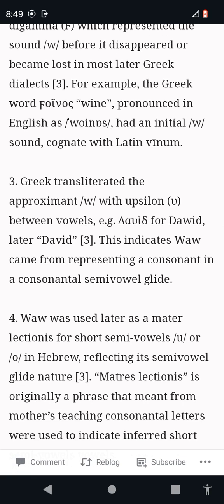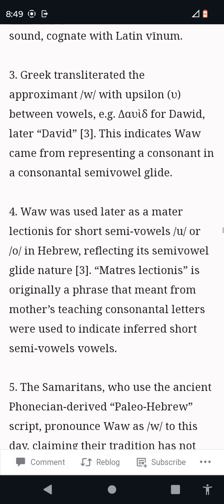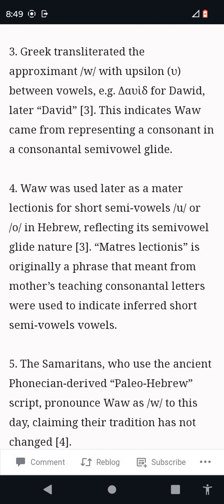For example, the Greek word for wine, pronounced in English as winos, had an initial W sound cognate with Latin vinum. Greek transliterated the approximate W with the upsilon, the U, between vowels as David, or later David. This indicates Wa came from representing a consonant in a consonantal semi-vowel glide. A glide is when you place a semi-vowel in between two consonant letters.